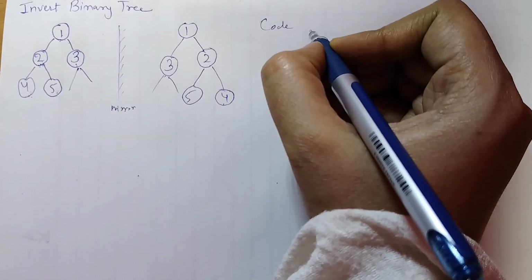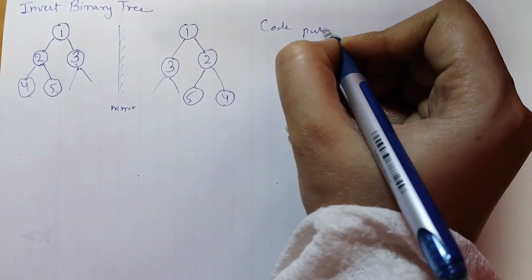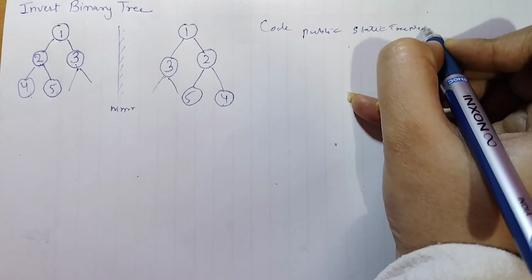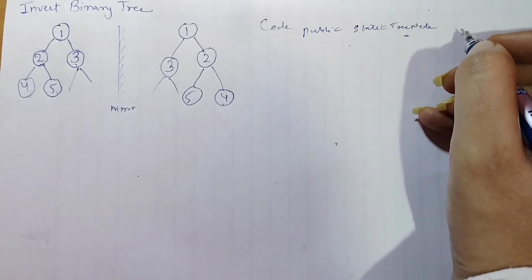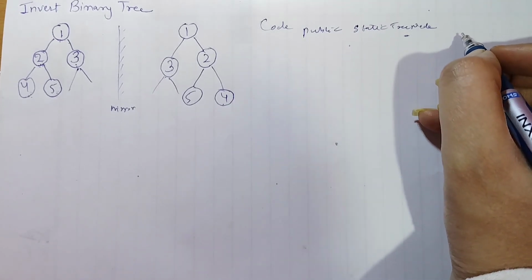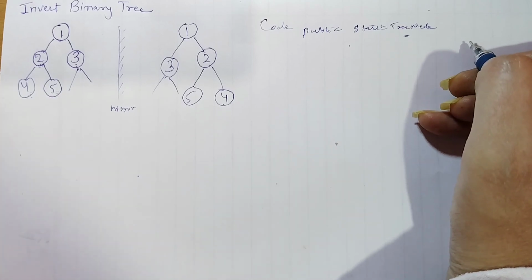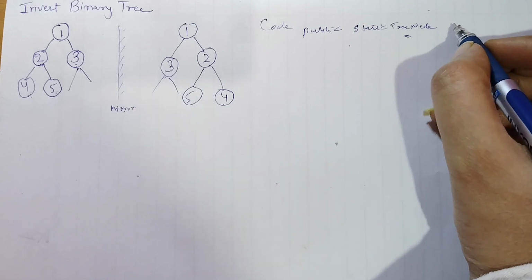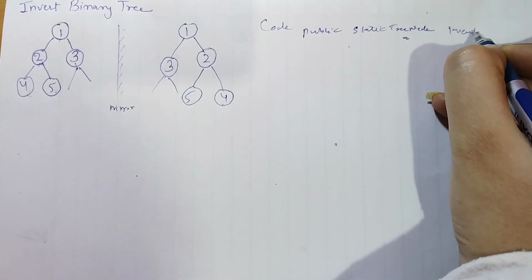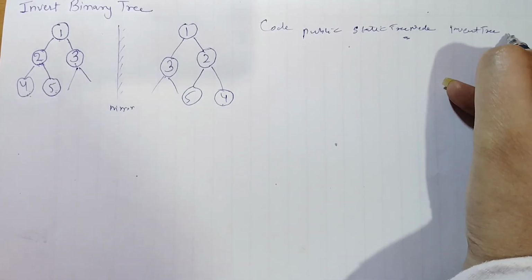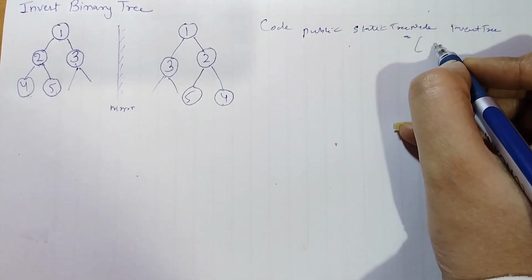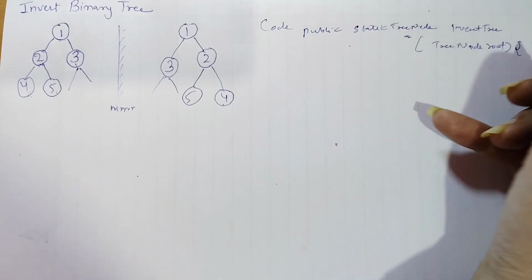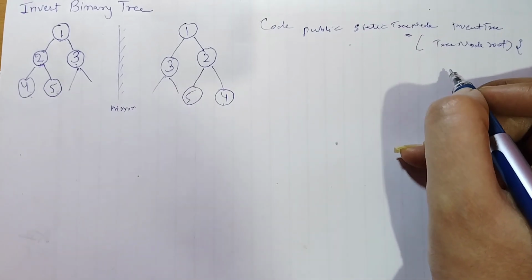So we have to make a function. We will write public static TreeNode, and I will tell you why we are writing TreeNode. We have learned in our binary tree tutorial, but I will tell you once again in our code editor. This TreeNode is a class and we will write its properties there. Now the name of this function is invertTree, and we will give TreeNode root as input. Now we have to write our base case and our code.